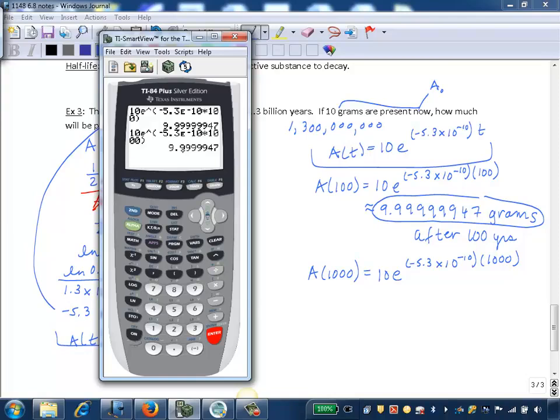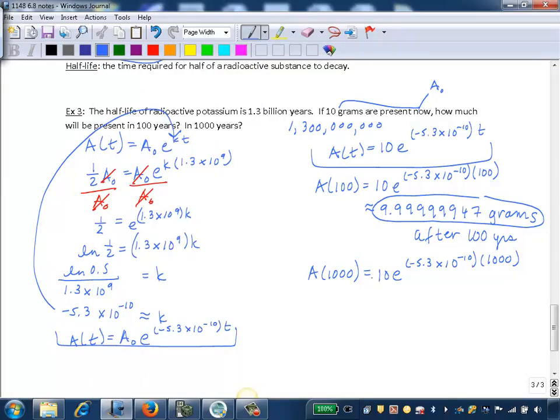So now, again, very negligible difference here as well, but now we've only got 1, 2, 3, 4, 5 nines after the decimal point instead of 6 here. So we can see that there is, again, a very, very slight decrease in the amount of the radioactive potassium. So we will have 9.99999 with five nines, and then that 47 grams after 1,000 years.